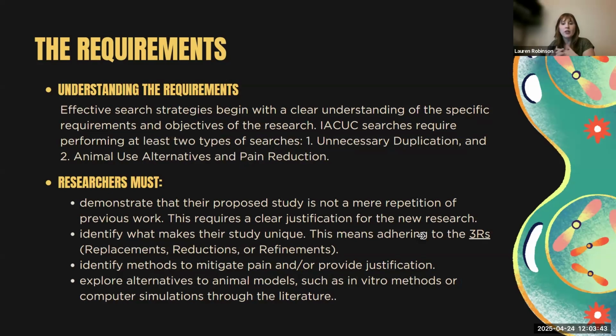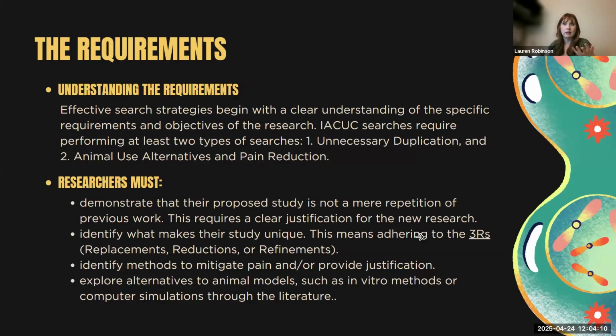And you have to adhere to what they call the 3 R's. It's replacement, reduction, and refinement. You have to identify methods to mitigate pain or provide justification for the use of unalleviated pain. And you have to explore alternatives to animal models. This could be things with AI. It could be computer modeling. It could be in vitro methods, computer simulations. There's lots of things to do.